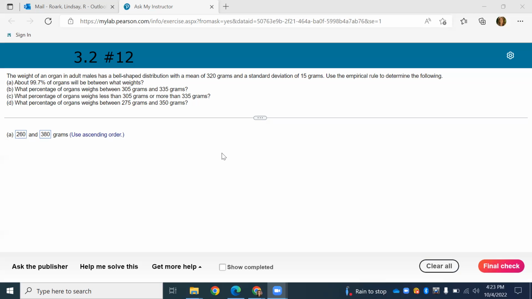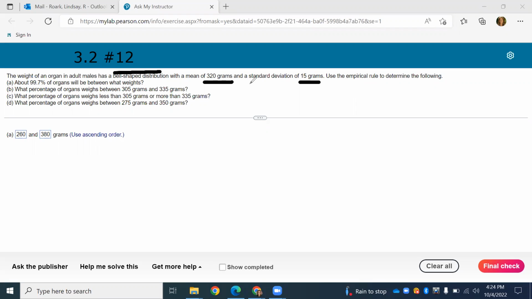So 3.2 number 12 says the weight of an organ in adult males has a bell-shaped distribution, okay, with a mean of 320, okay, and a standard deviation of 15 grams. So then from here, bell-shaped distribution. It says use the empirical rule to determine the following.